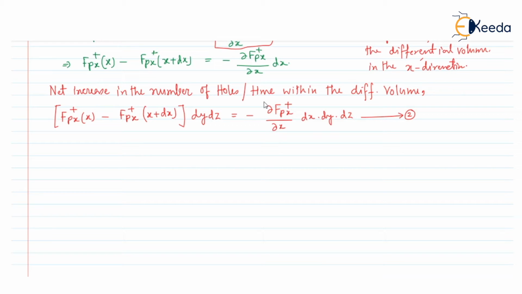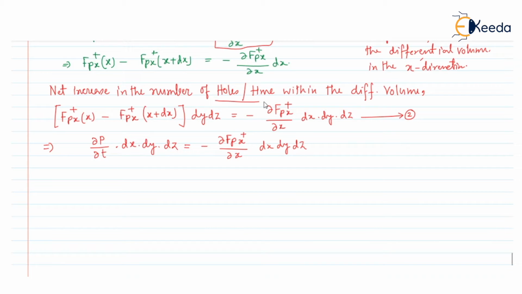So from this equation we can say that this equation can be written with respect to time, because it is the number of holes incremented per unit time. So we can write del p by del t, where p is the concentration, into dx dy dz equals minus del Fpx plus by del x, dx dy dz.